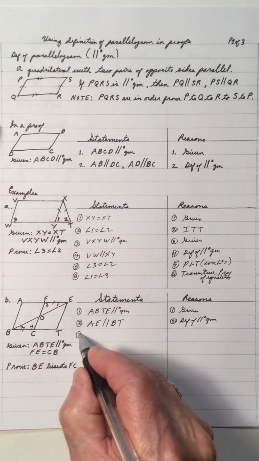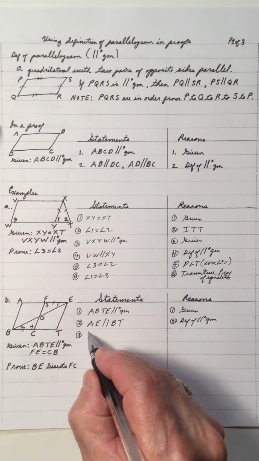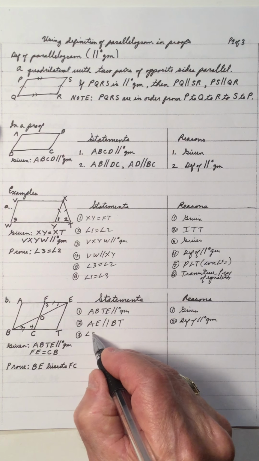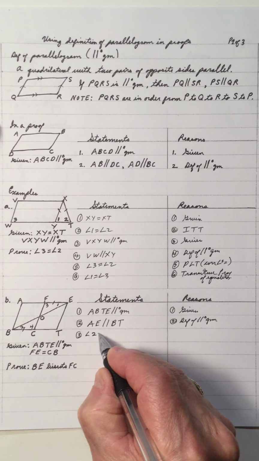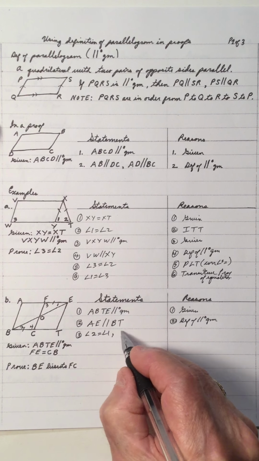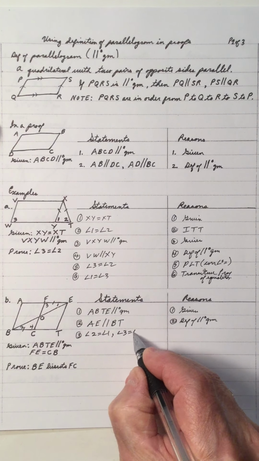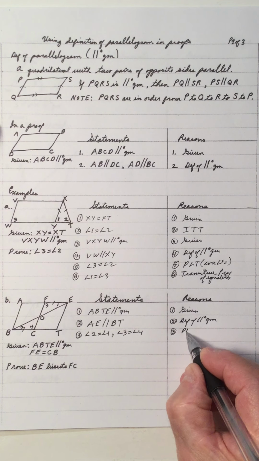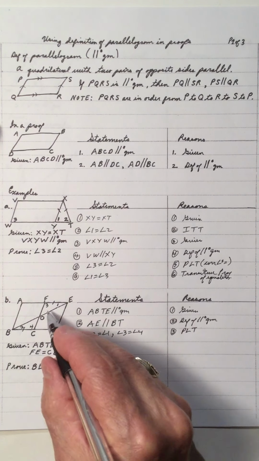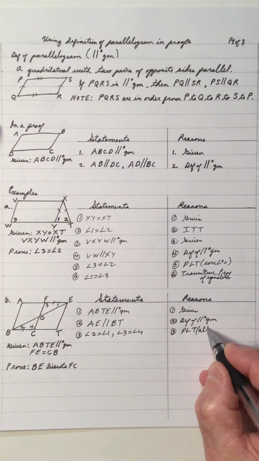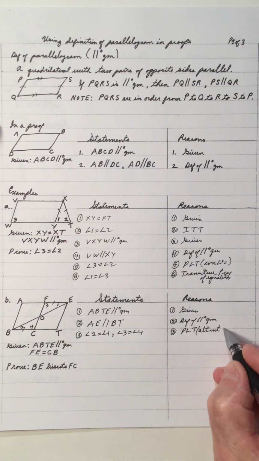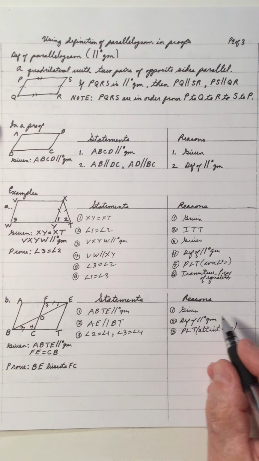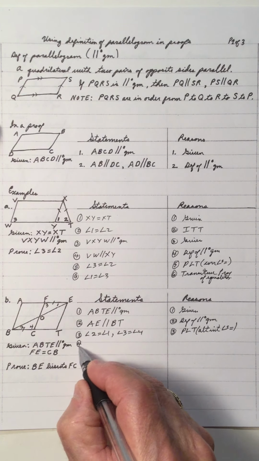And as a result of that, because these lines are parallel, I have angle 1 equals angle 2. I also have angle 3 equals angle 4. And the reason is PLT, parallel line theorem. These are alternate interior angles equal.